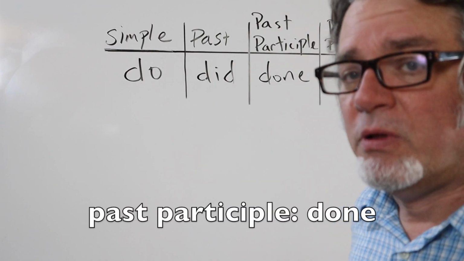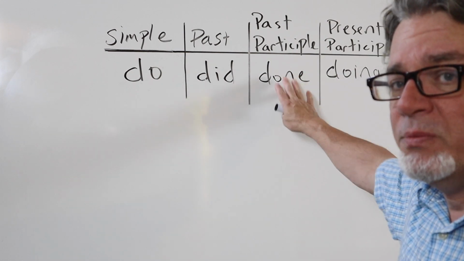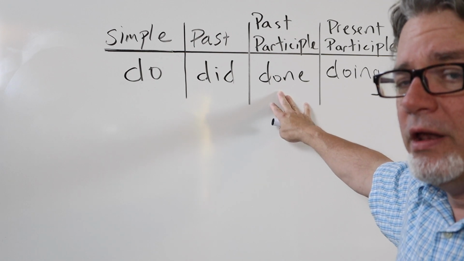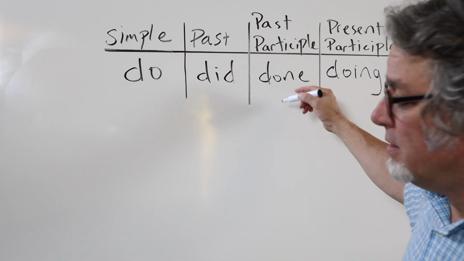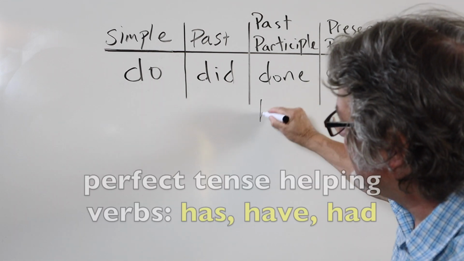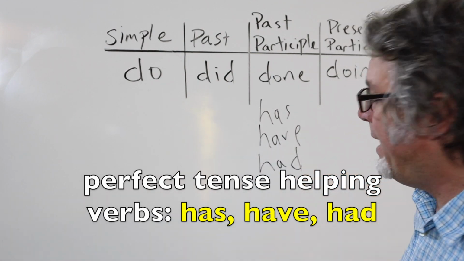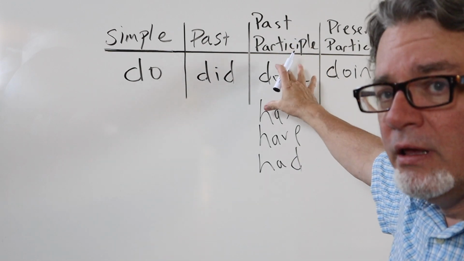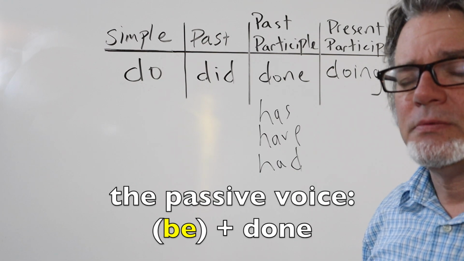The past participle form of the verb do is done. This can be used also as an adjective. When making questions or statements or negatives, in the perfect tenses, the helping verbs are has or have or had. You can also use the verb be in front of done when forming the passive voice.